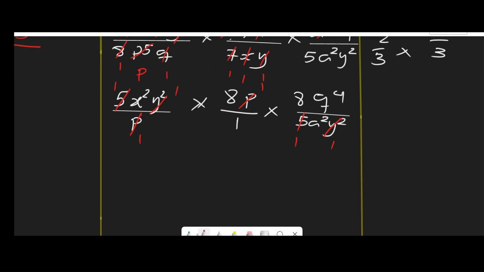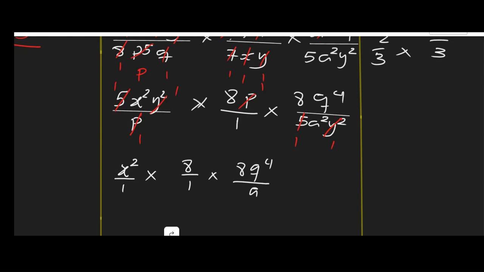So we have x squared. You see, it has 10 over 1, so we can just leave it like that. But if you want to bring it, you can just bring it like this. So x squared over 1 times this one, we have 8 over 1 times 8 q exponent 4. This one we have a squared here. You have to check it well. That is a squared. So that's going to be a squared.